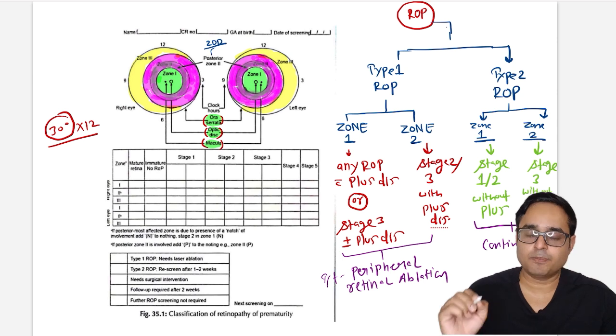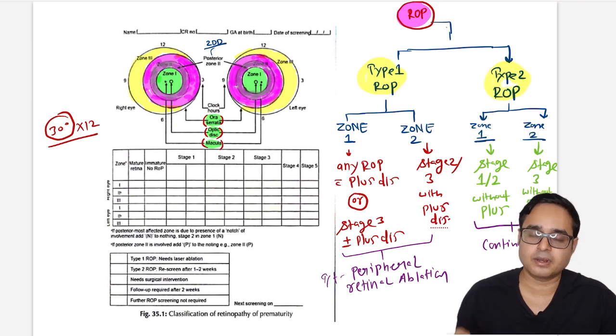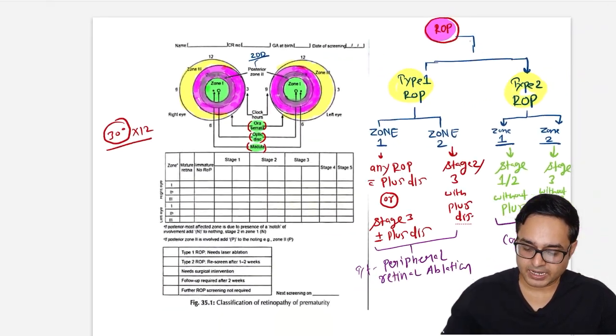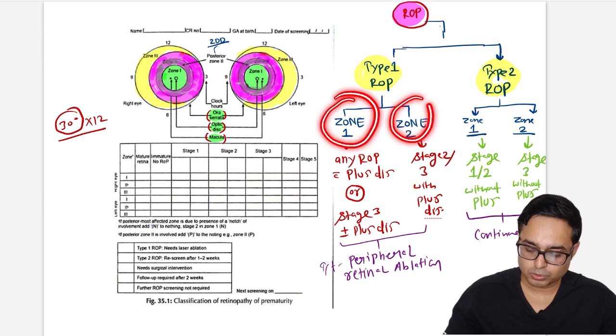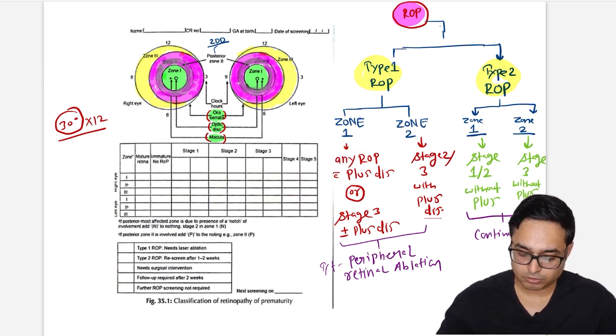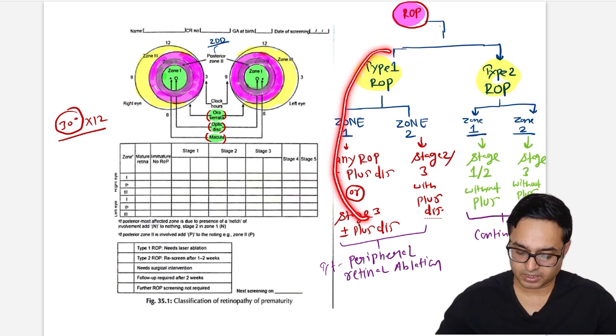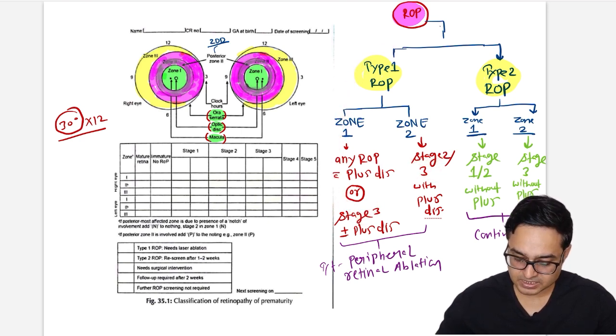Retinopathy of prematurity, we basically classify into type 1 and type 2 retinopathy of prematurity. Each of type 1 and type 2 is subdivided into zone 1 and zone 2. Type 1 ROP: in zone 1, any retinopathy of prematurity with plus disease, or stage 3 with or without plus disease, will be called zone 1 type 1 ROP. In zone 2, stage 2 or 3 with plus disease will be called type 1 ROP. Type 2 ROP: zone 1, stage 1 or 2 without plus disease, and zone 2, stage 3 without plus disease.